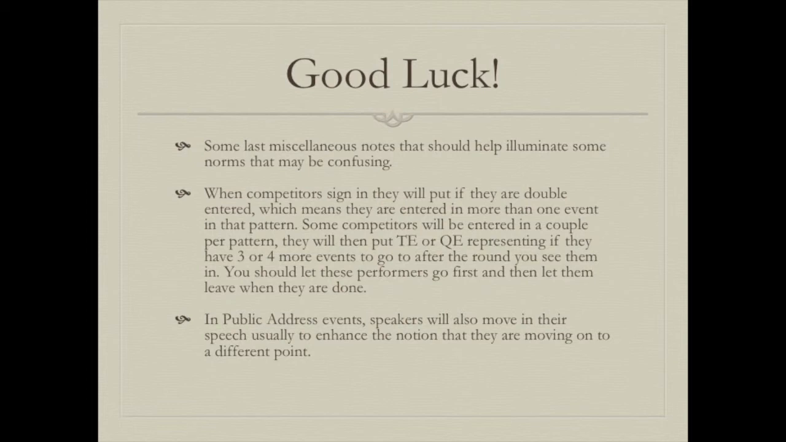Just a few little last notes to help you out to illuminate some forensics norms. The first one is called being double-entered. When a competitor first walks into a room that you are judging in, they will sign in on the board. They will give their code, their name, and they might put double-entered after their name, which will end up showing up as DE, or TE, which means triple-entered. This just means that the competitor is in another event in that pattern other than the round that you are judging. You should allow these competitors to go first because they need to get to a different room after they are done performing. They'll ask if they can be excused at the end. Go ahead and excuse them.